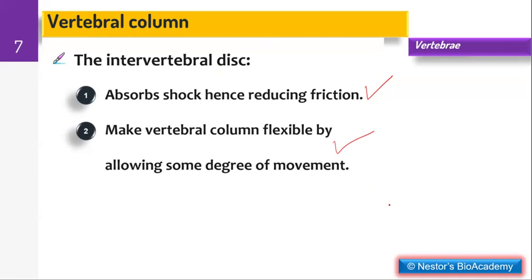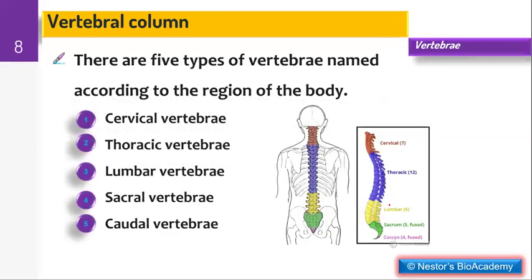So we always have 5 main types of vertebrae, and as I said earlier, these are named according to the region of the body where we find them. So we have what we refer to as cervical vertebrae. Cervical vertebrae are these ones found in the cervical region, also the neck region. Then we have the thoracic vertebrae. Thoracic vertebrae are these ones found in the thorax region, as you can see here.